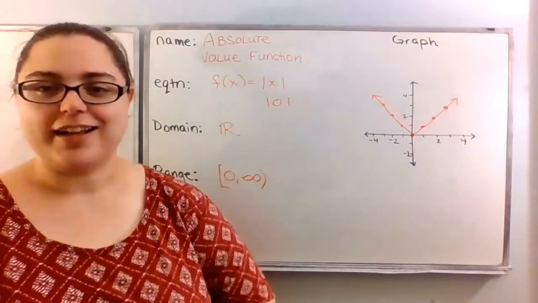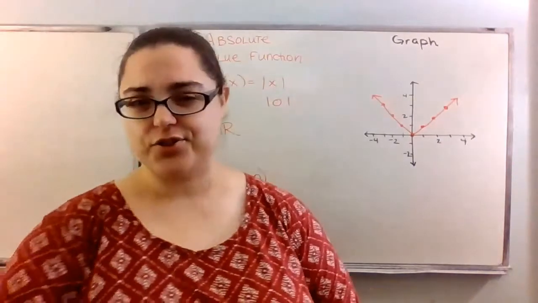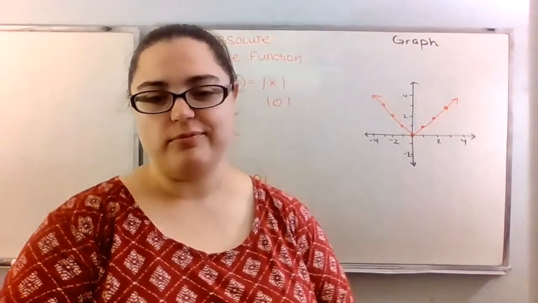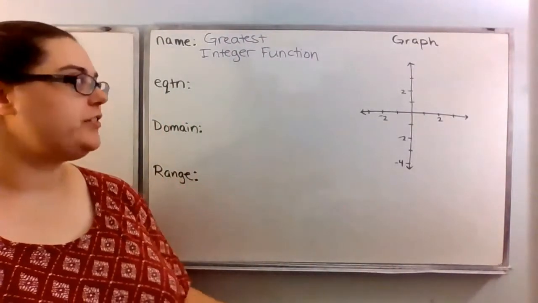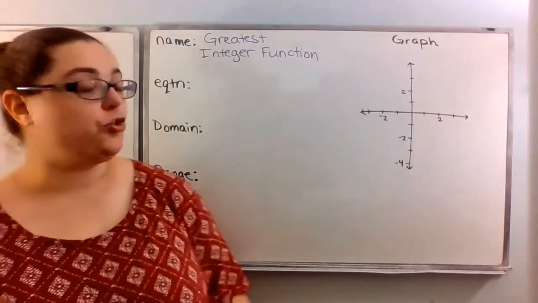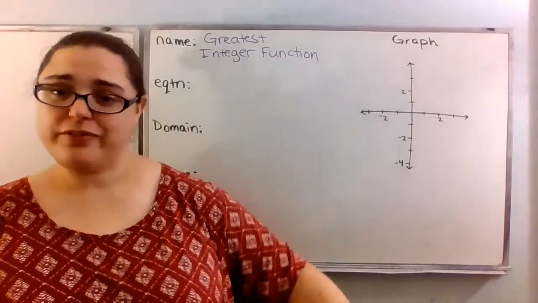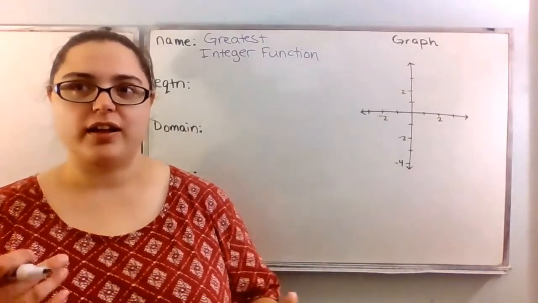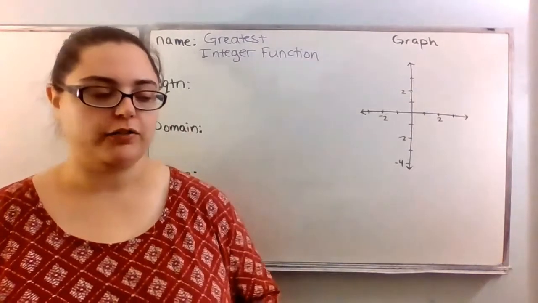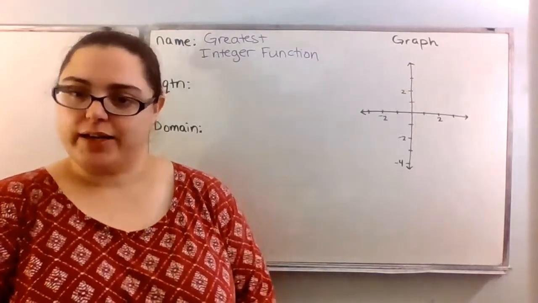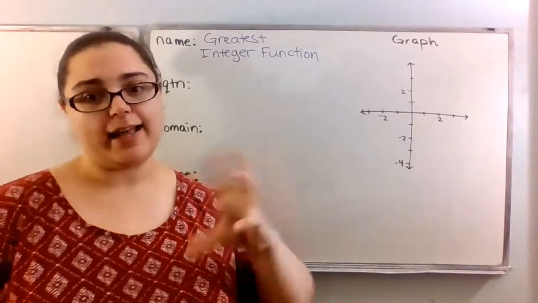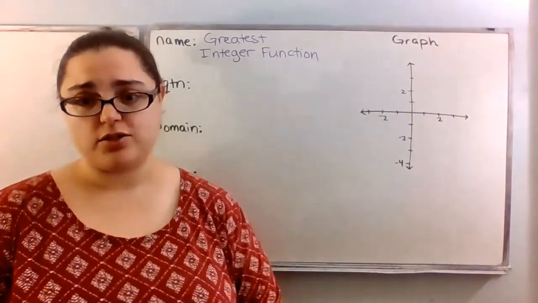All right, let's look at our very last function, which is called the greatest integer function. It's a little bit weird, that one. So the greatest integer function is a great example of something called a step function. It's used often in computer programming if you're trying to basically take any input and turn it into an integer. So this is a way to take any decimal and transform it into an integer.